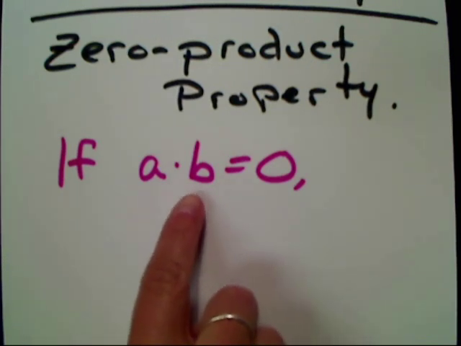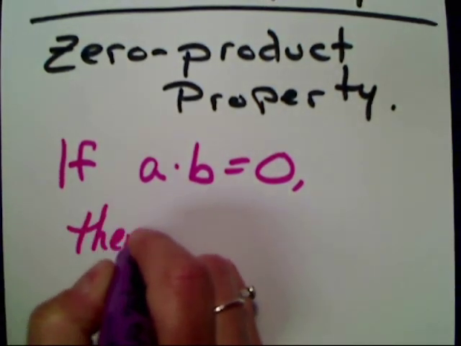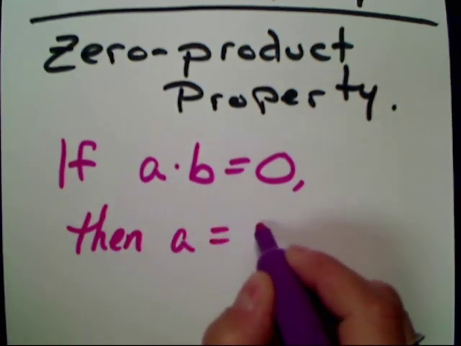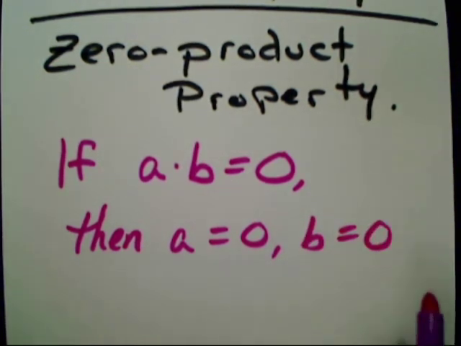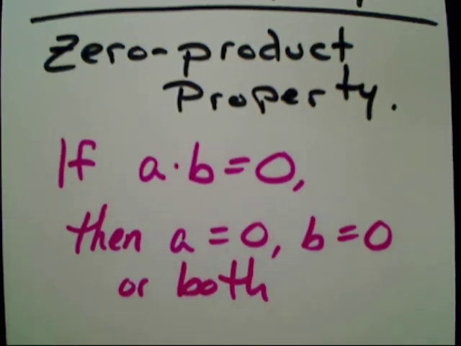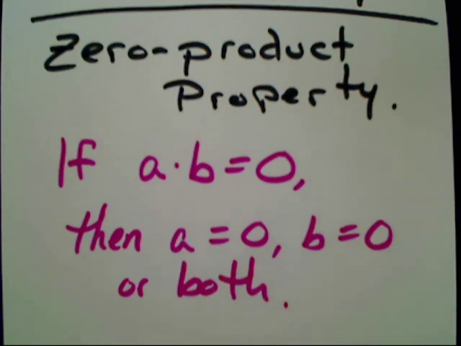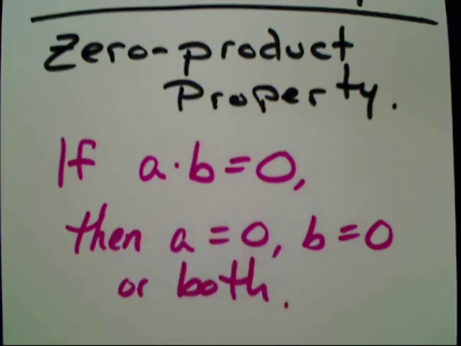So if I have two things being multiplied together equal to 0, then I know that either A has to equal 0, because 0 times some number is 0, or B has to equal 0, as some number times 0 is 0, or they're both equal to 0, as 0 times 0 is 0. That's simply what the zero product property says. If I have two numbers multiplied together equal to 0, then I know one of the two factors has to be 0. One of the two factors, the stuff that's being multiplied together.